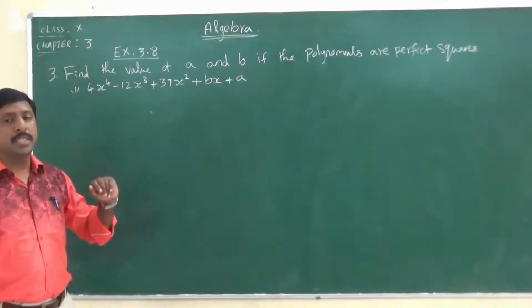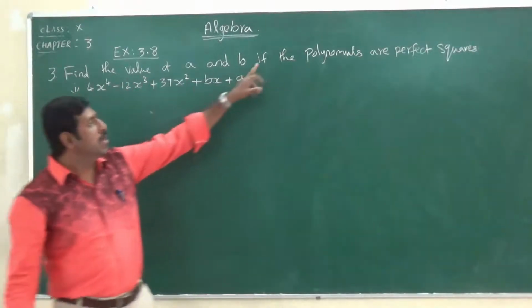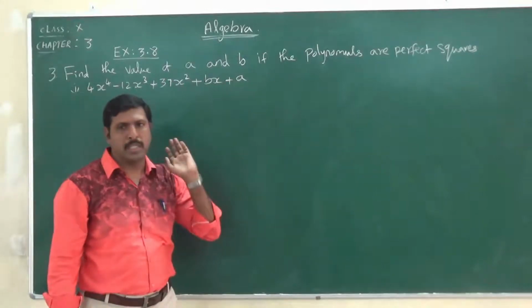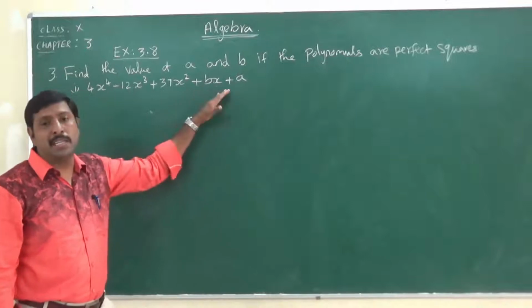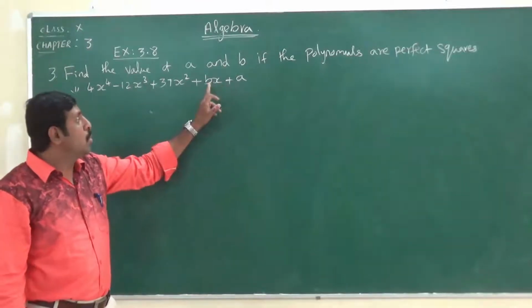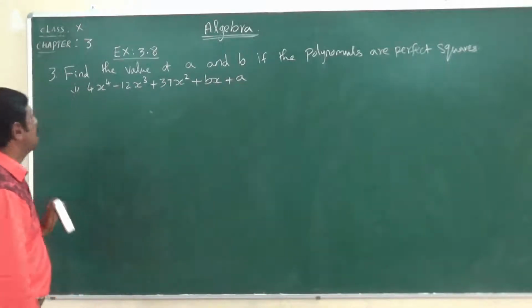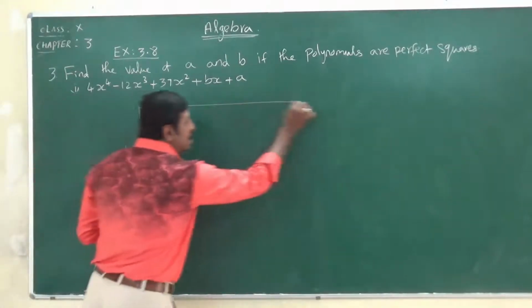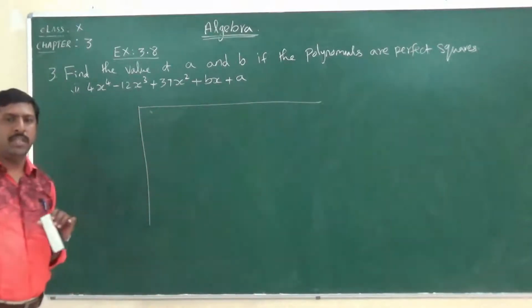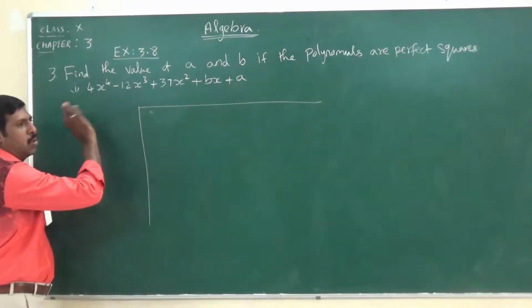Students, exercise number 3.8, question number 3. Find the value of a and b if the polynomials are a perfect square. The given polynomial is a perfect square means we get the remainder as 0 clearly. So we want to find out the unknown values of a and b here. See, we are going to take only the coefficients of the variable. See, the given expression is in the standard form or not. First we have to check it.